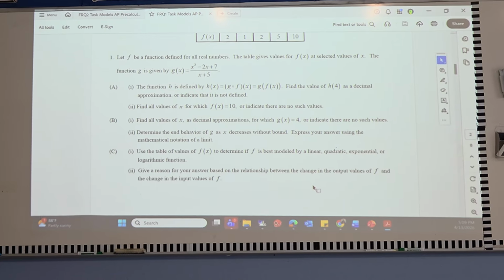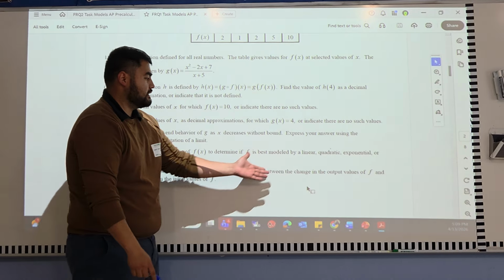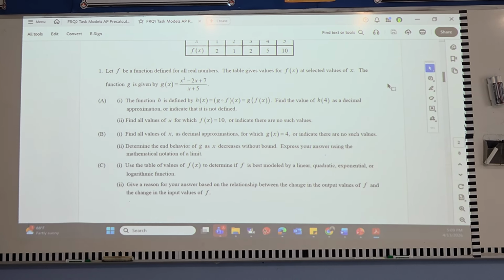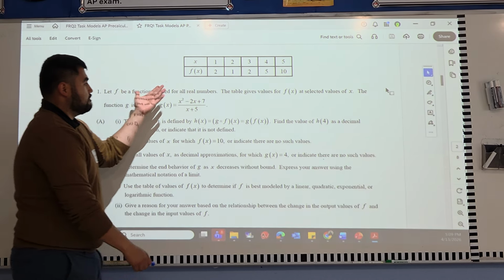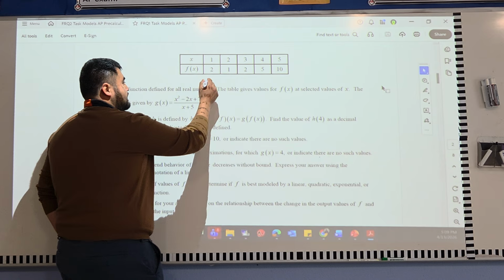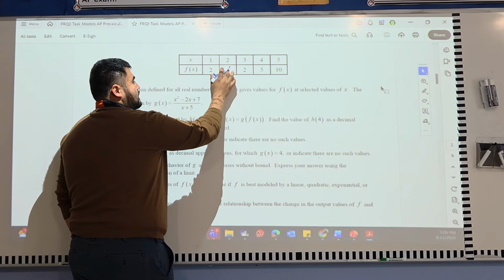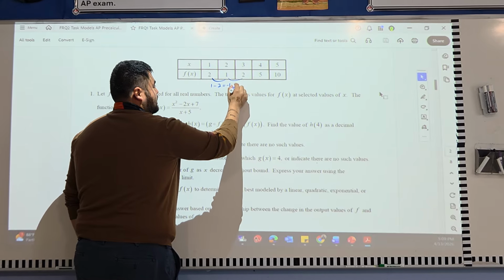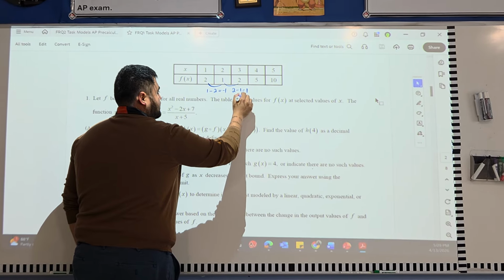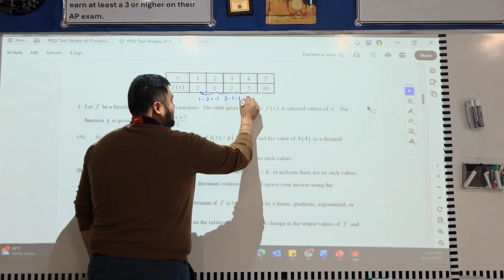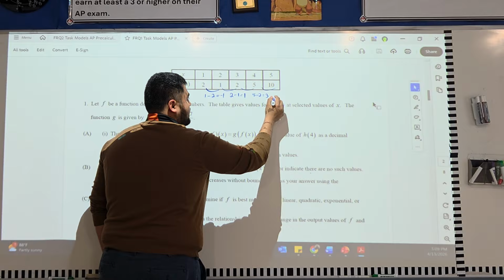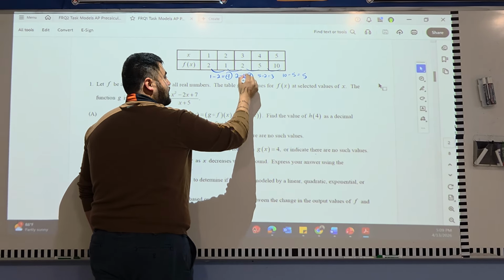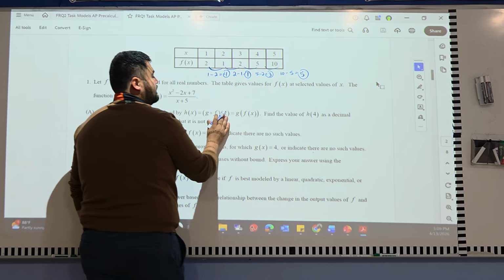Now, to finish it off, we need to determine what type of function this is. Is it linear, quadratic, or exponential? We go back over here to the very top. Take the difference. So let's start out like that. 1 minus 2 equals negative 1. What about 2 minus 1 equals 1? What about 5 minus 2 equals 3? And then 10 minus 5 equals 5. So I got negative 1, positive 1, 3, and 5.